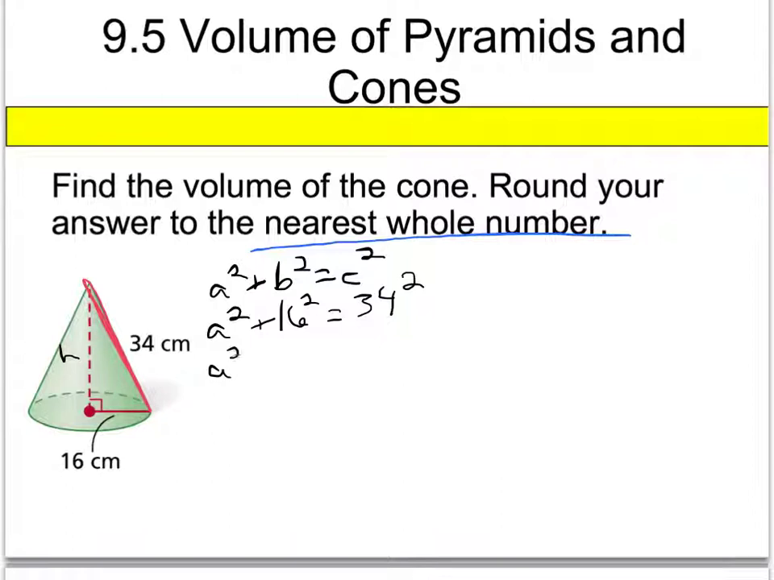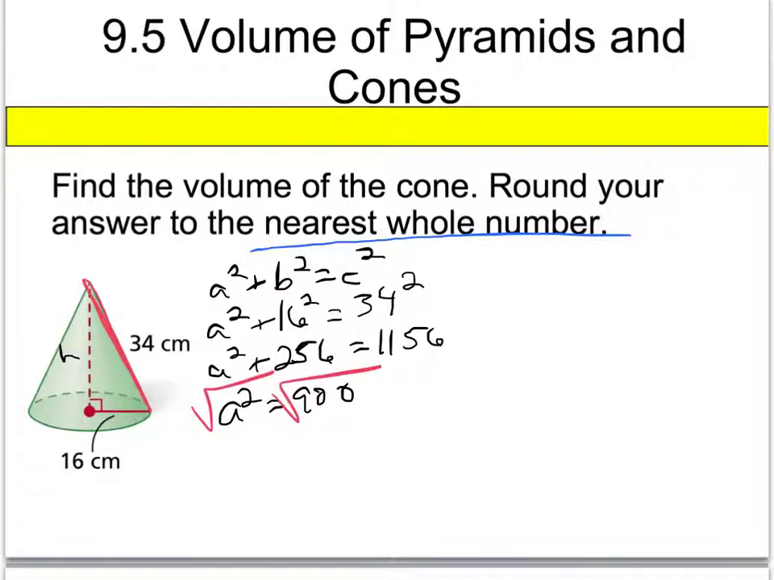When we multiply all of these out, you get 256 plus a squared is equal to 1,156. Now, how do you undo that operation? Subtract. You get a squared is equal to 900. How do you undo a square? You got it. Square root. So a is equal to, well, the square root of 900 is 30. Now we have our height, we have our radius, we're set to go. Plug that into your formula, and we're all right.